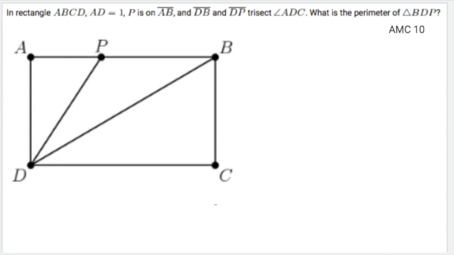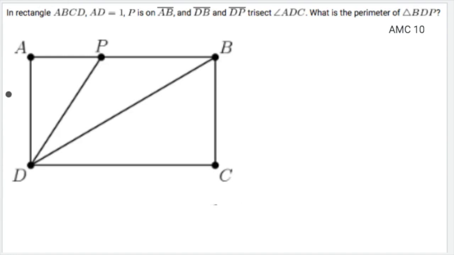So let's get started with our first problem. In rectangle ABCD, AD is 1, and P is on AB, and DB and DP trisect angle ADC. Now it's asking us for the perimeter of BDP, and for those who don't know, this is just a problem from the AMC 10, and this is our example problem. So whenever you see a geometry problem, draw it out. Basically, we have the diagram here, but let's start labeling it, and maybe we might see the answer.